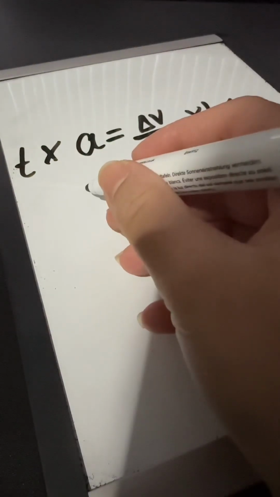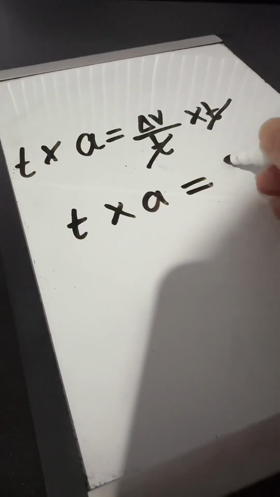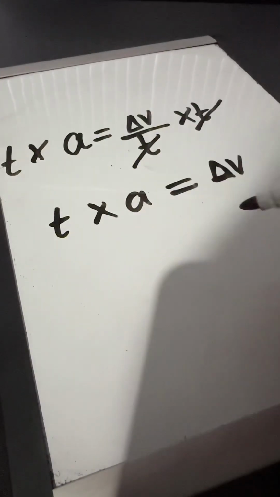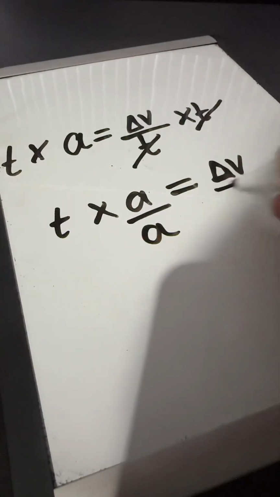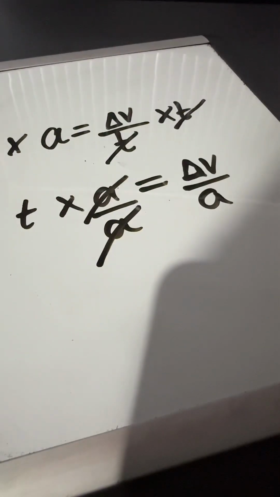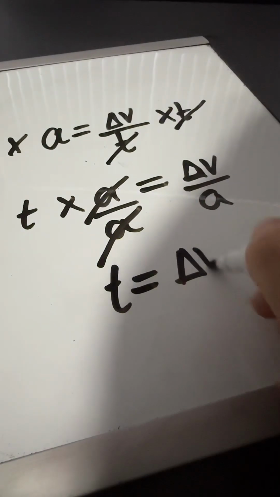And here we go. But now, when I'm looking on the left side, I want to get t on its own. So I need to get rid of the acceleration. That needs to go on the other side. The opposite of multiply is going to be divide. So I'm going to divide both sides by a, which is the acceleration. Then when I divide both sides by a, I have to cancel it out, where you can see over here. And now I've got t on its own, so I'm going to rewrite the equation. Time equals change in speed divided by acceleration.